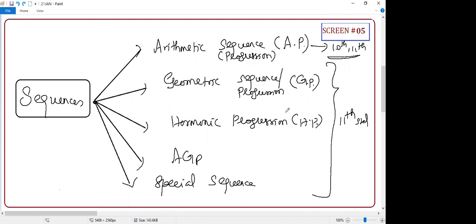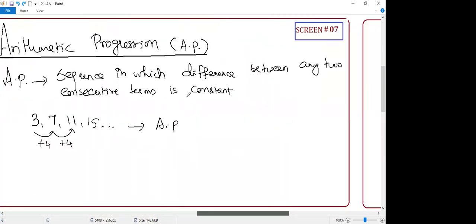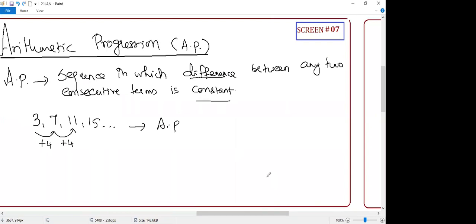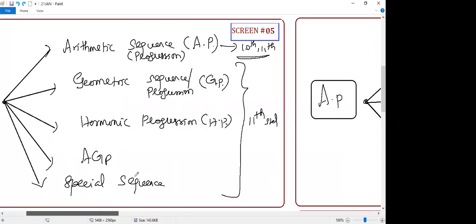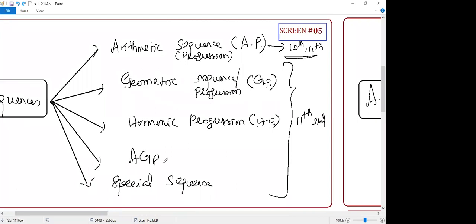Guys, it's good for everyone too. So we understand that the rule of AP is that the difference is constant. In GP, the ratio is constant. Here the difference is constant, and here the ratio is constant. And you asked what is HP? What is HP? HP is if a sequence, or the reciprocal of a sequence.